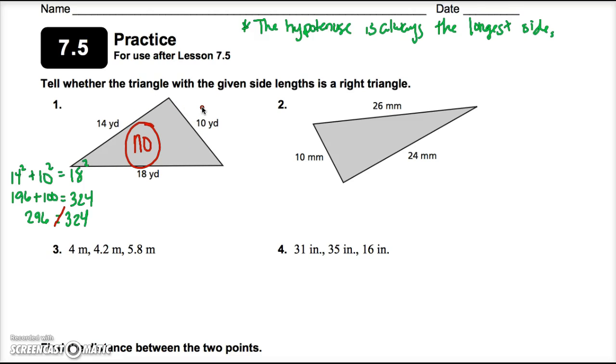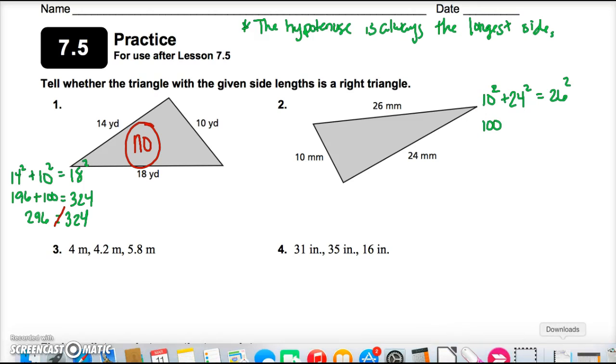Okay, let's look at number 2. Again, the longest side has to be in place of the C, so that would be the 26. So I'm going to have 10 squared plus 24 squared equals 26 squared. And then I'll start to solve this. Again, 10 squared is 100. I'm going to pull out my calculator to figure out these other ones.